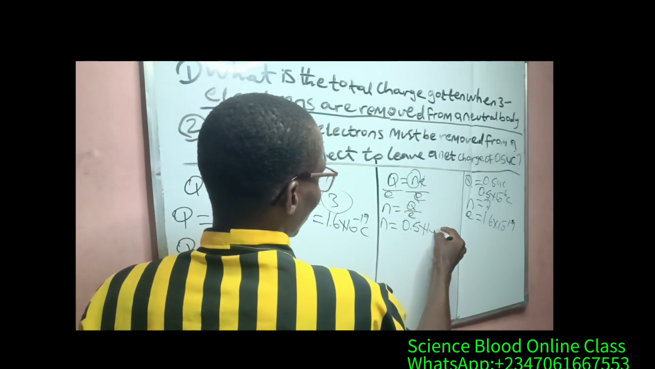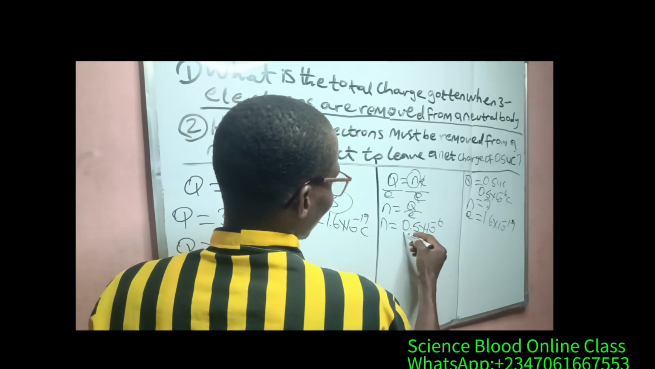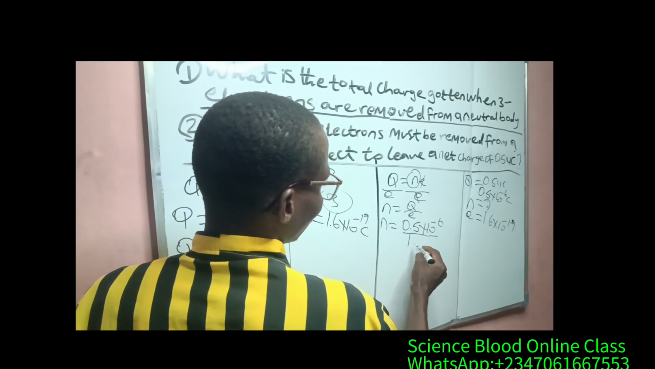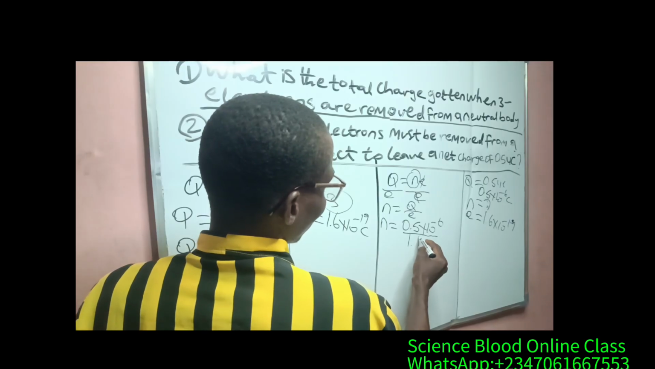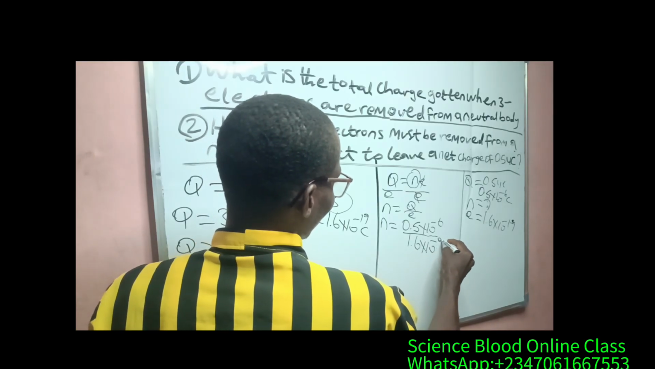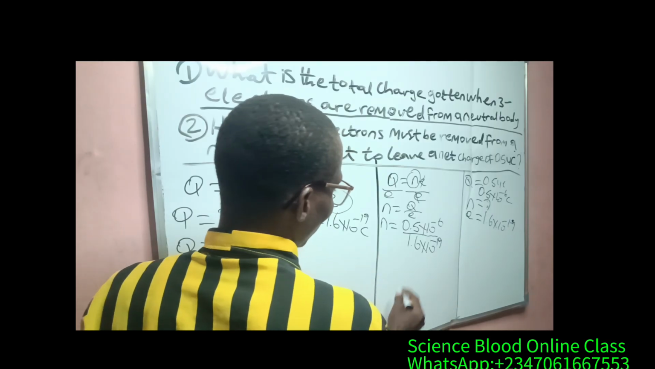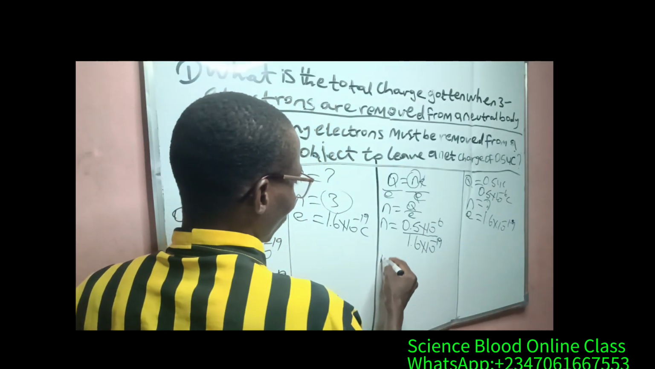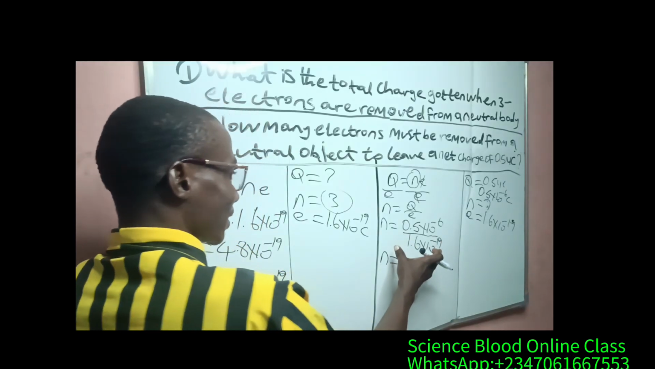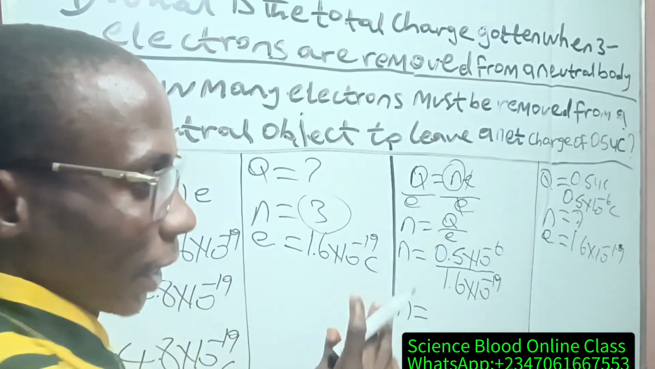Therefore, n equals 0.5 times 10 raised to power minus 6 all over what we have for e, which should be 1.6 times 10 raised to power minus 19. Remember the constant. Once you put this in your calculator, you don't need to waste much of your time. There's a trick that guides it. In case you need the trick, I can help you on that.